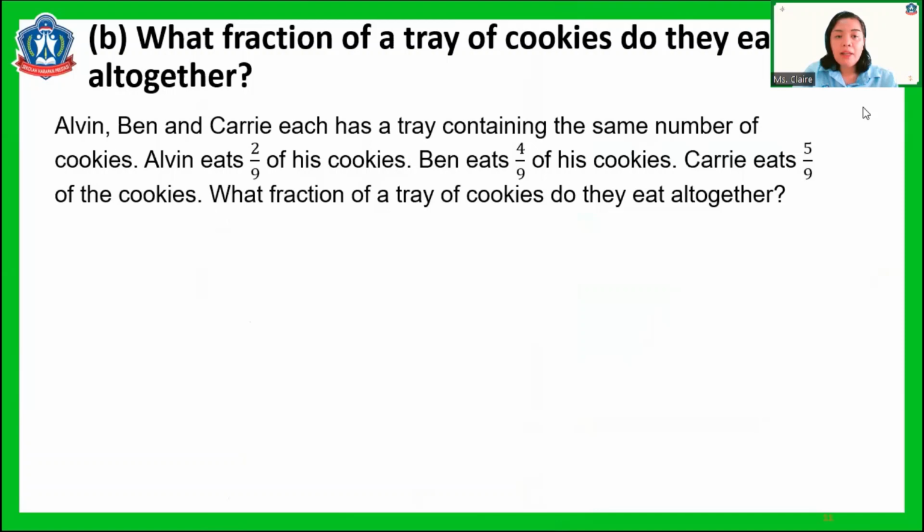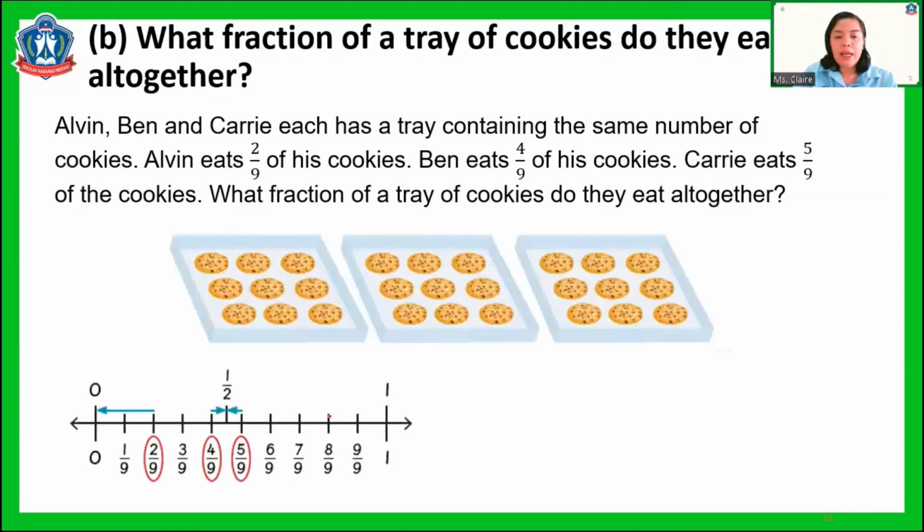Alvin, Ben, and Carrie each has a tray containing the same number of cookies. Alvin eats 2/9 of his cookies. Ben eats 4/9 of his cookies. Carrie eats 5/9 of the cookies. So what fraction of the tray of cookies do they eat all together?